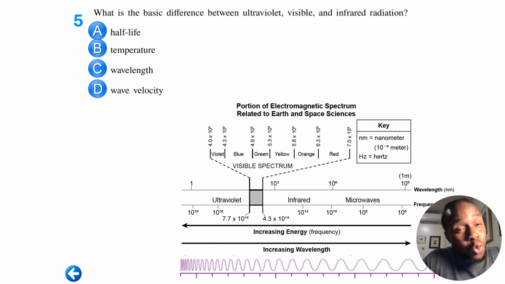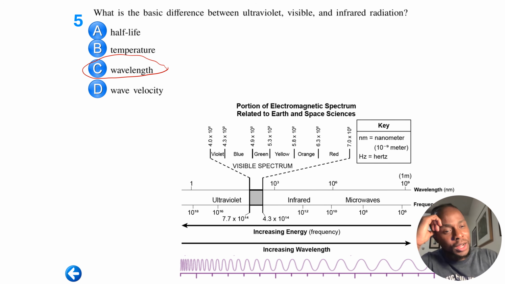Next question. What is the basic difference between ultraviolet, visible, and infrared radiation? The difference, they're all forms of light. They're all light. The difference is their wavelength and therefore their frequency. So yeah, definitely the answer stands right across for us.